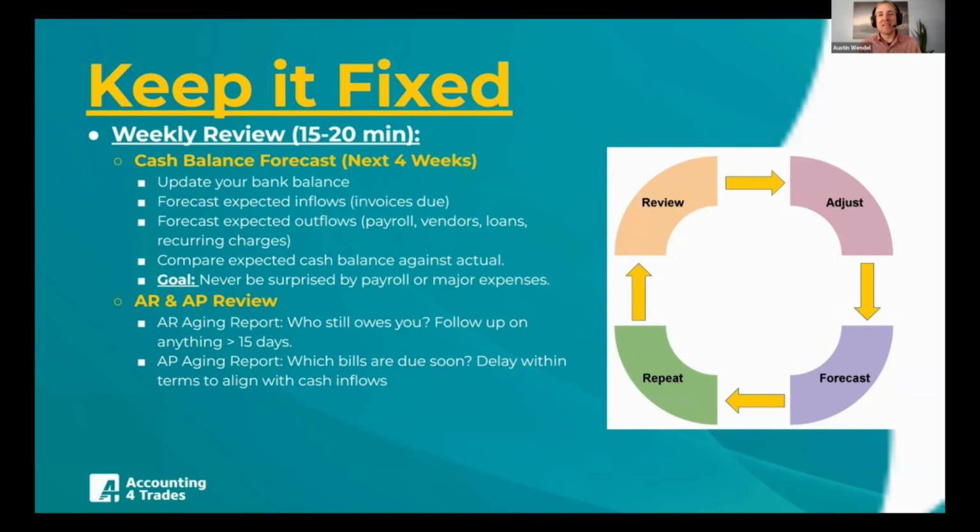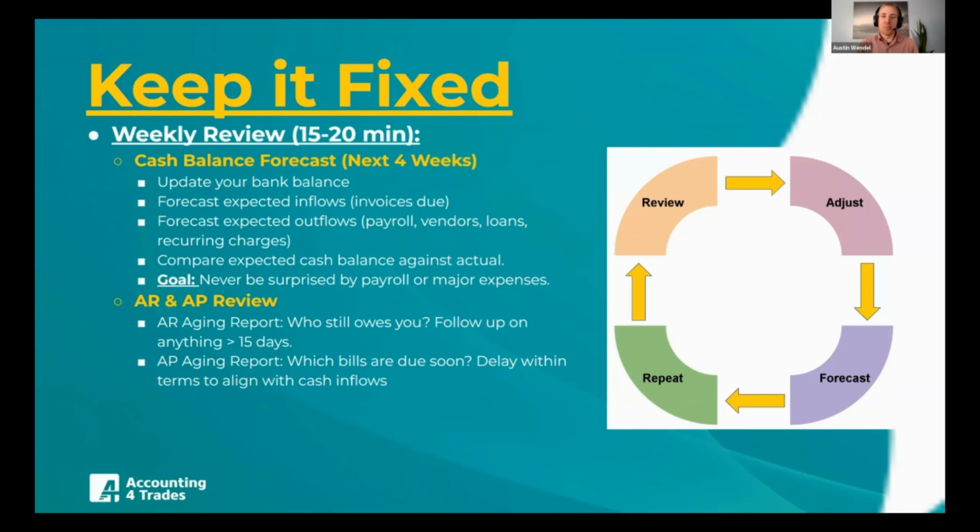Well, how do you continue to keep it fixed? What you should be doing is a weekly review. This should only take 15 to 20 minutes. It'll take a little longer to set up initially, but once it's there, 15, 20 minutes max. And what you're going to have is a cash balance forecast that is forecasting the next 4 to 13 weeks-ish.